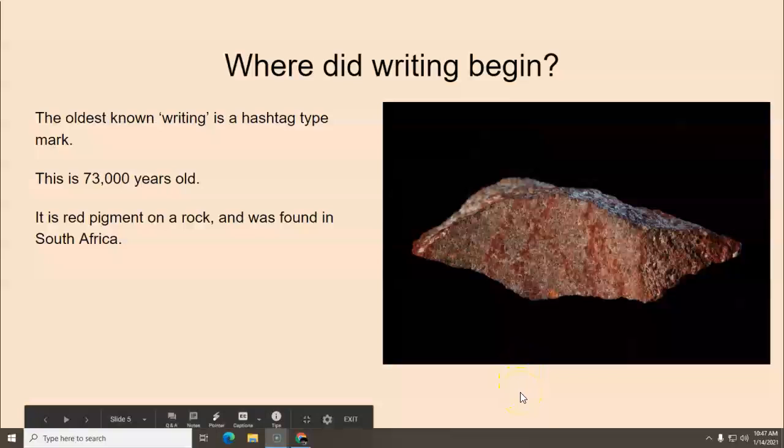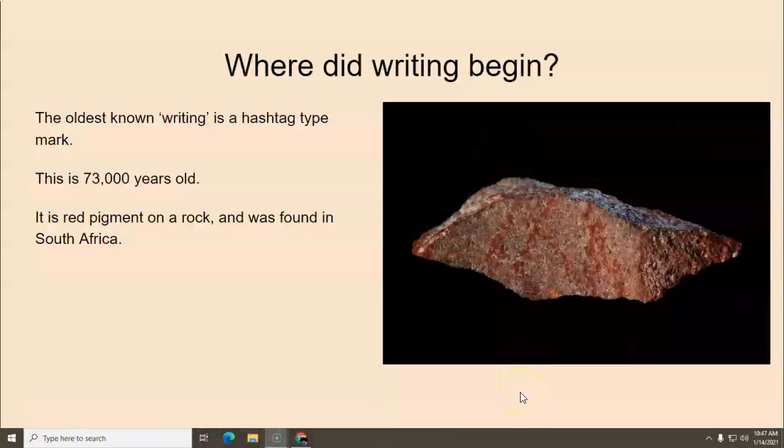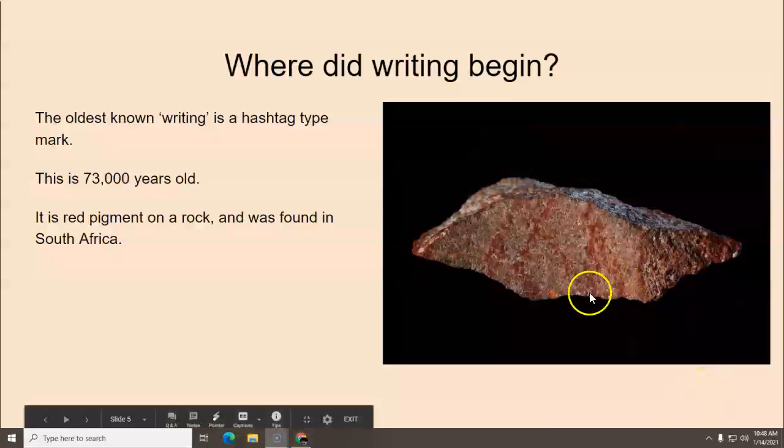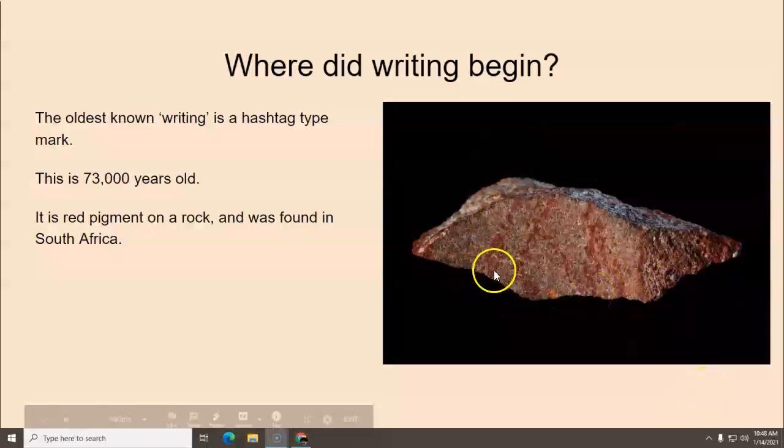Okay, where did writing begin? So the oldest known piece of writing was found not too long ago, and it's a hashtag type mark. It's 73,000 years old, which is older than me, and it was written in red pigment on a rock and found in South Africa. It can be kind of hard to tell what's a hashtag mark, but there are lines, and the horizontal lines, and here's another one. So hashtags are the oldest thing.